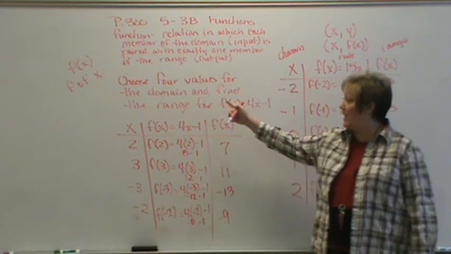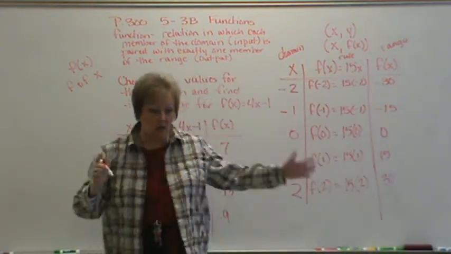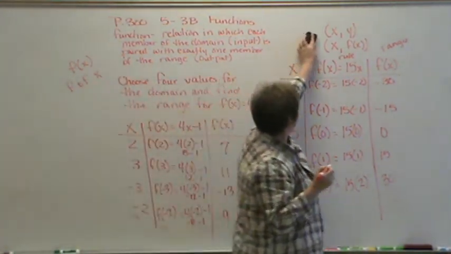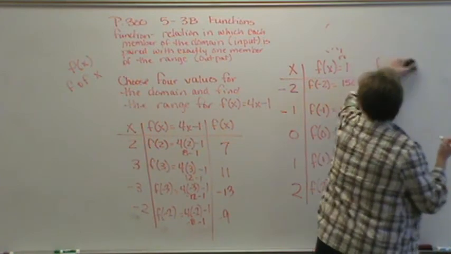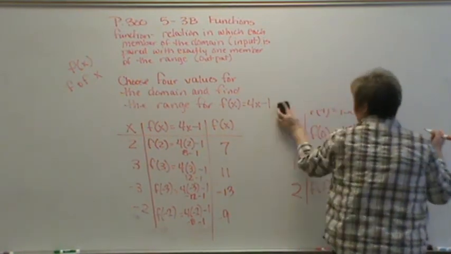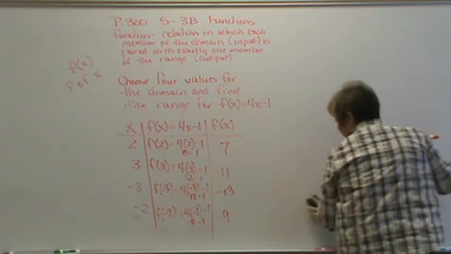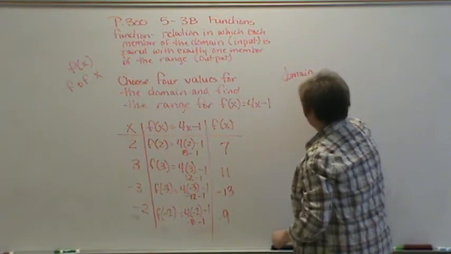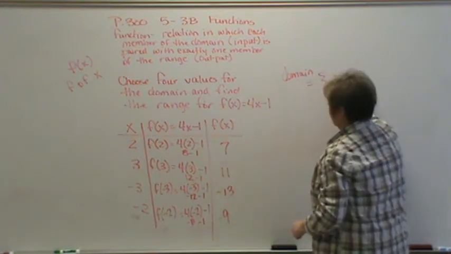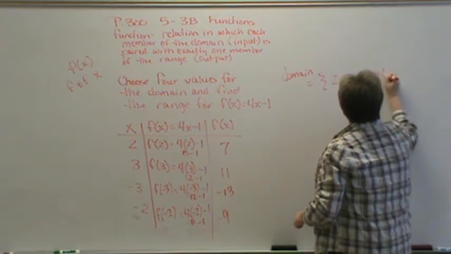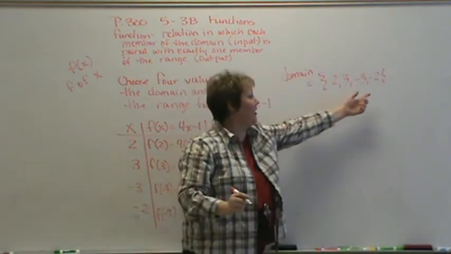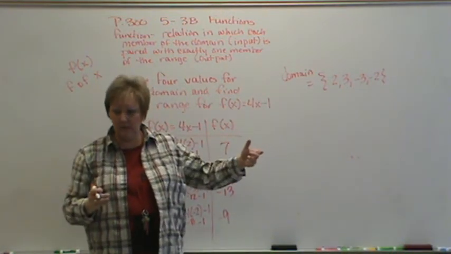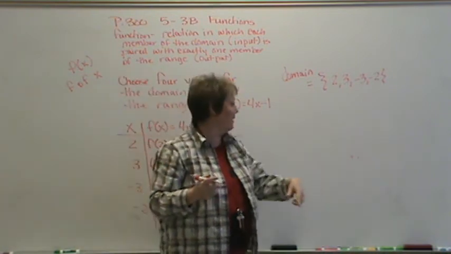I want you to state the domain and range of this function. What is my domain? X: -3, -2, 2, 3. Now, I'm not real good at making the braces, but when you're talking about a set of numbers, you need to put them in the braces, okay? A set notation, or building you up to that.